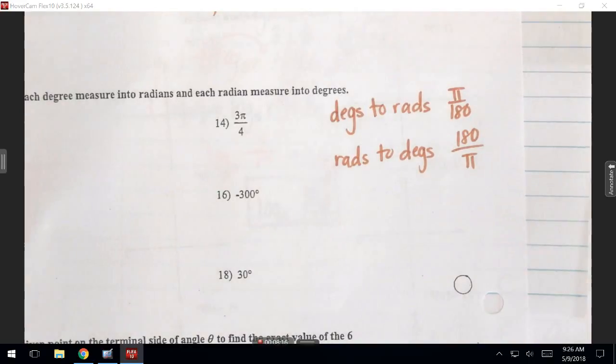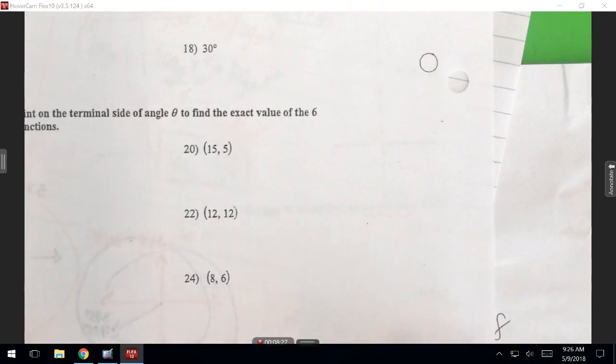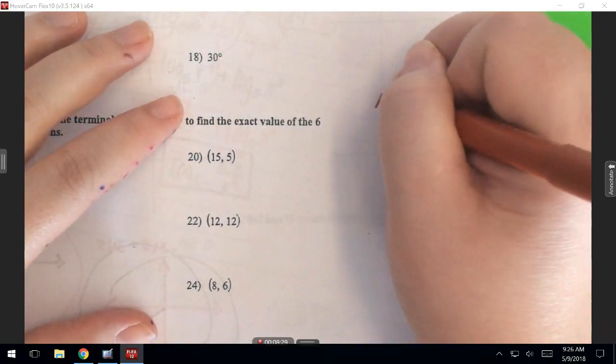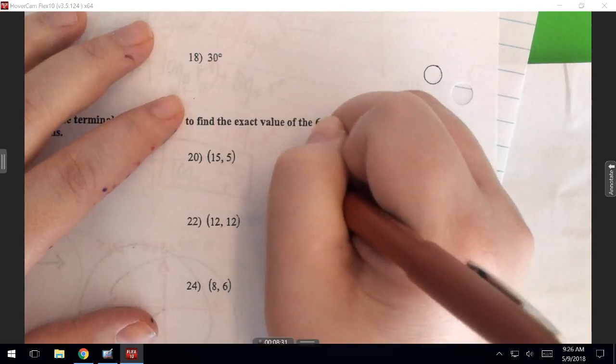Okay, so all this how to convert and how to figure out the angle measure has to deal with that right triangle trig you did of sine, cosine, tangent. It has to deal with all that. And what they all have in common is something called the unit circle. I'm going to post some stuff about it on Google Classroom.